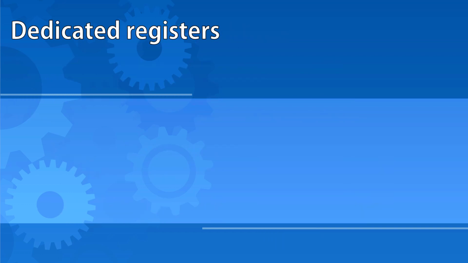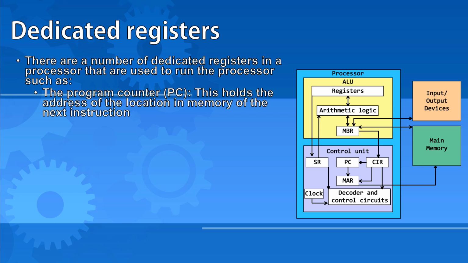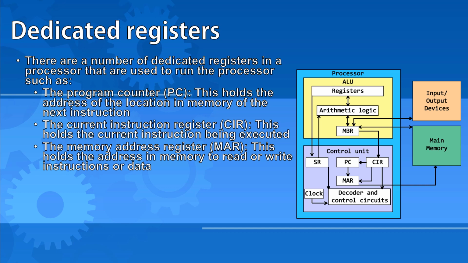There are also a number of dedicated registers in a processor that are used to run the processor, such as the program counter, labelled PC. This holds the address of the location in memory of the next instruction. The current instruction register, or CIR for short. This holds the current instruction being executed. The memory address register, or MAR for short. This holds the address in memory to read or write instructions or data to or from.